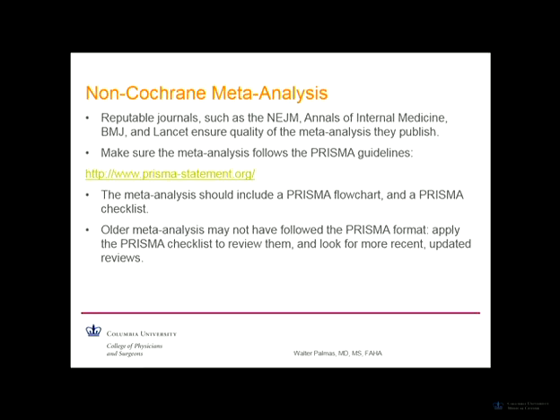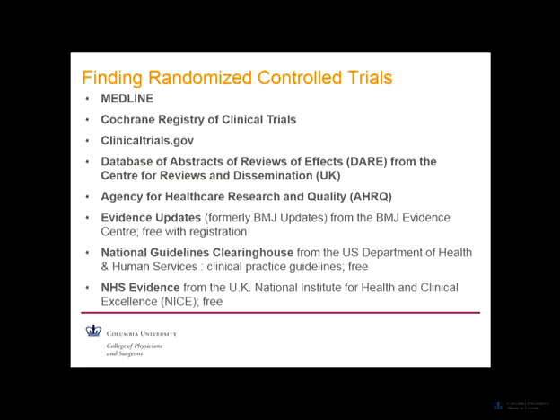Remember, some people do have a vested interest, and they may try to show the evidence in a light that's favorable to whatever they're trying to achieve. So sticking to trusted sources is the way to go. So how do you find RCTs?